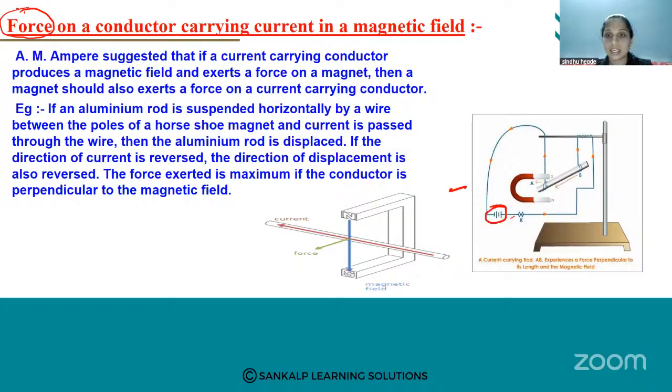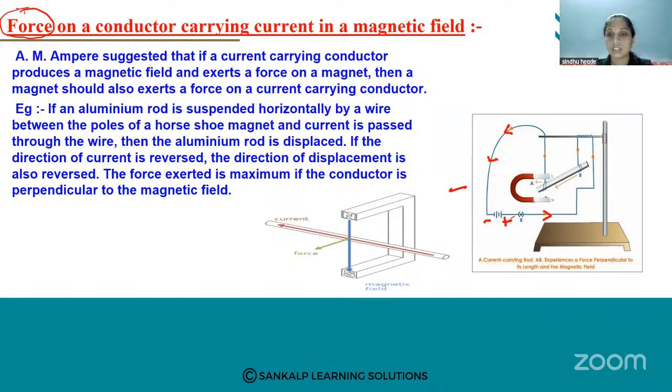We connect the aluminum rod through the wire to the battery. We know that this battery has a positive and a negative terminal. This is positive and this is negative. So the conventional current direction is like this. It goes like this and comes downwards. This is the direction of current. Again, one magnet is placed here. This is a horseshoe magnet. So, this is the experimental setup.